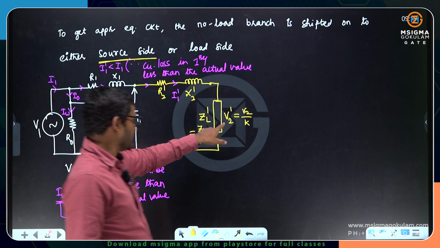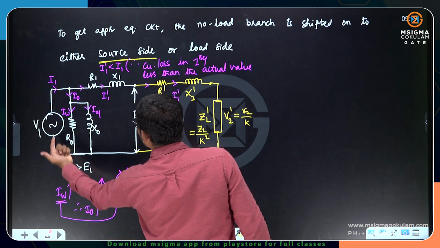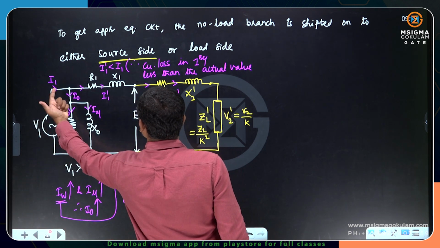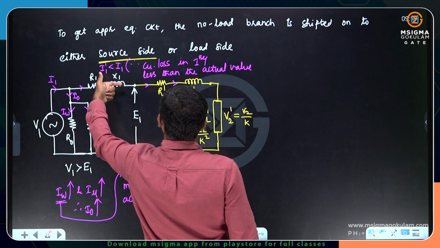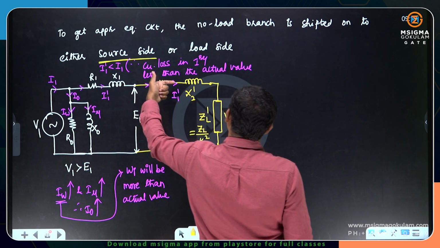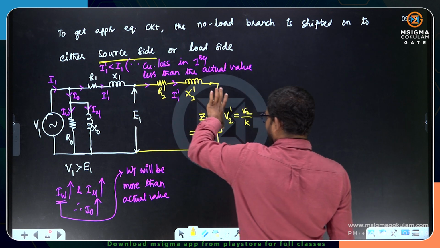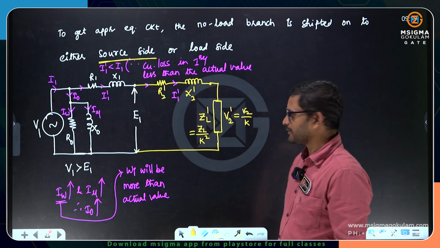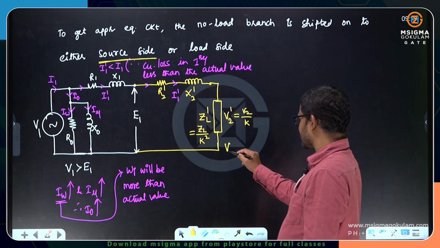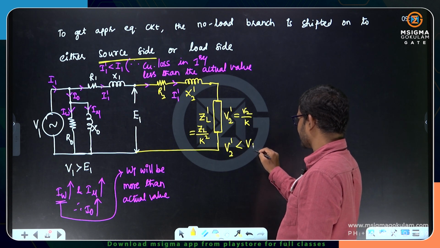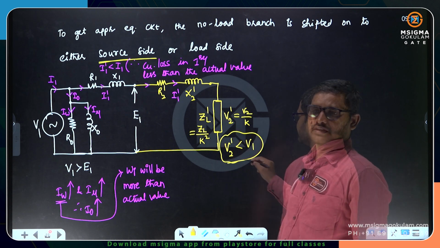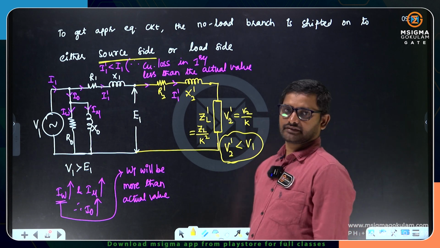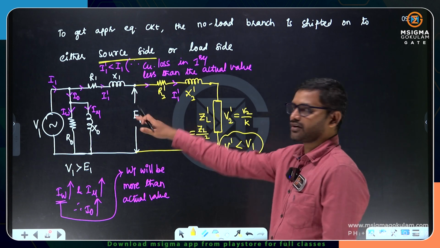If you apply KVL, if the supply voltage is 100 minus some drops, 2 volts drop, 3 volts drop, 2 volts drop, 3 volts drop, around 10 volts drop will be there. Definitely this voltage will be around 90 only. So V2 dash is definitely less than V1, after transferring onto the primary side.